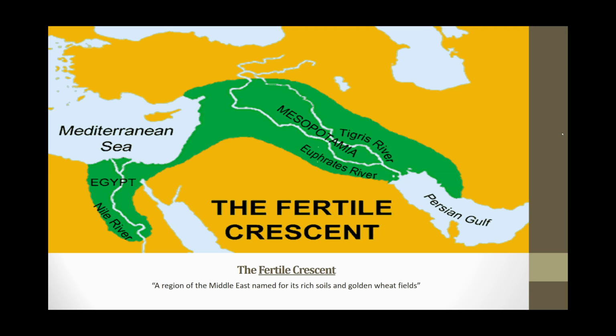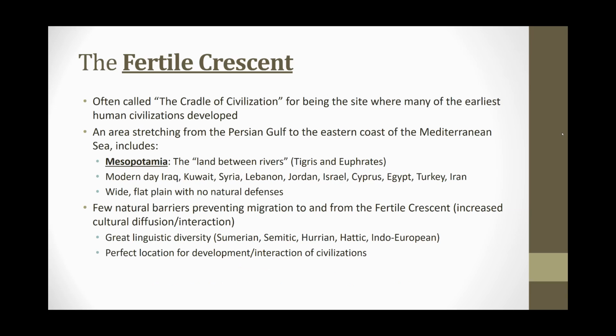And you might be able to guess based on looking at this map, but the reason why the Fertile Crescent was so fertile has everything to do with these rivers that we see strategically located in them. For Mesopotamia, we see the Euphrates River and the Tigris River. And then in Egypt, we have the Nile. Okay, so these rivers were the source of fertility for these two civilizations, and they created this region that we call the Fertile Crescent. The Fertile Crescent is often referred to as the cradle of civilization because this is where the earliest human civilizations developed.